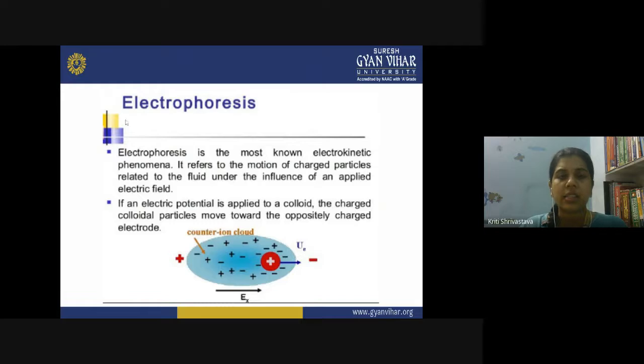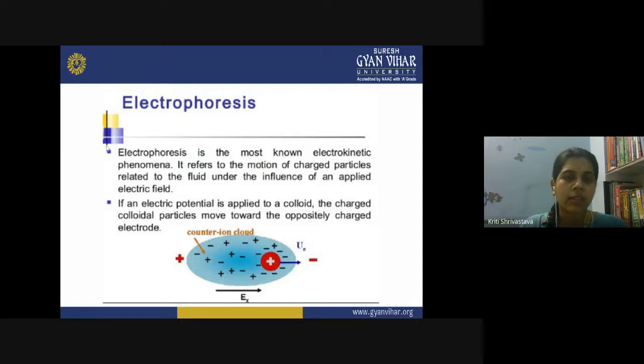First is the property of electrophoresis. What is electrophoresis? It is the most known electrokinetic phenomenon. What is electrokinetic? Whenever the word kinetic comes, it is related to movement, right? So electrokinetic phenomena are when the movement is taking place in the electric field. So we call it electrokinetic.